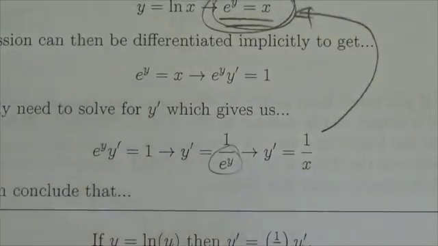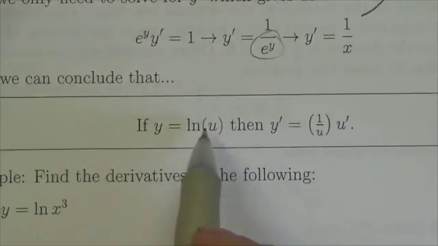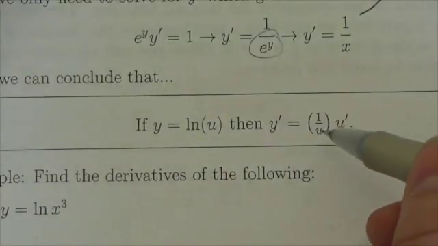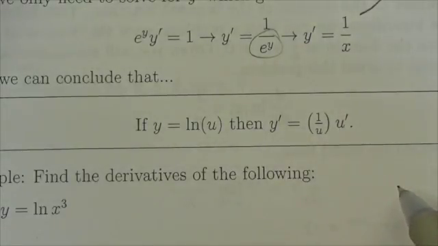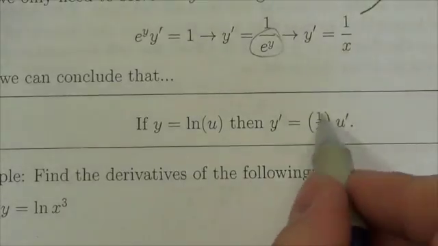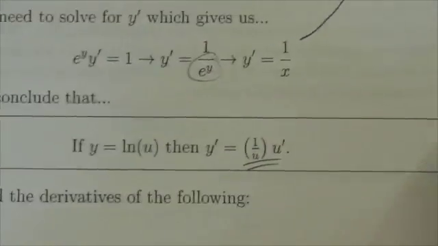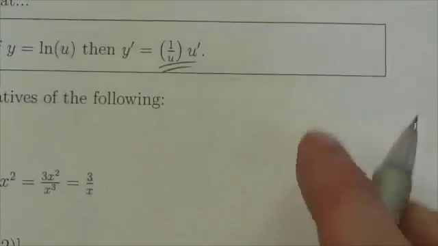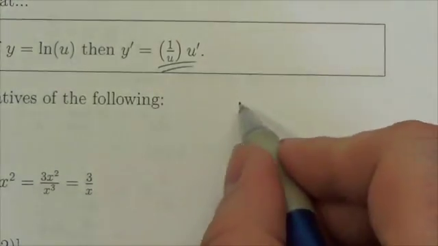Anyway, so we conclude that if y is equal to the natural log of u, remember some function of u, then the derivative is going to be 1 over u times u prime. Because remember, this is just telling you the chain rule here. Now, there is something to consider here. When we go back up to this, I'll just do it over here. Just a little discussion that I want to have with you. In fact, it might even be later in my notes, but I'm going to do it right now.